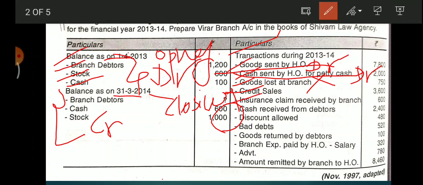Then we have the next one, insurance claim received by branch. The insurance claim has been received through the branch. The goods were burnt and insured, so no entry will be passed for this. Then cash receipts from the debtors will go on the debtors account. Then discount allowed, debtors account. Bad debts, debtors account. Goods returned by debtors, meaning sales return, debtors account.